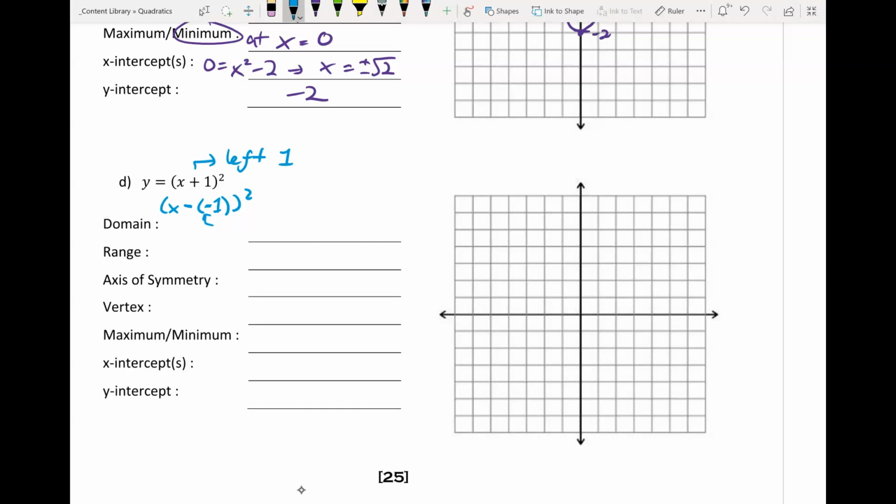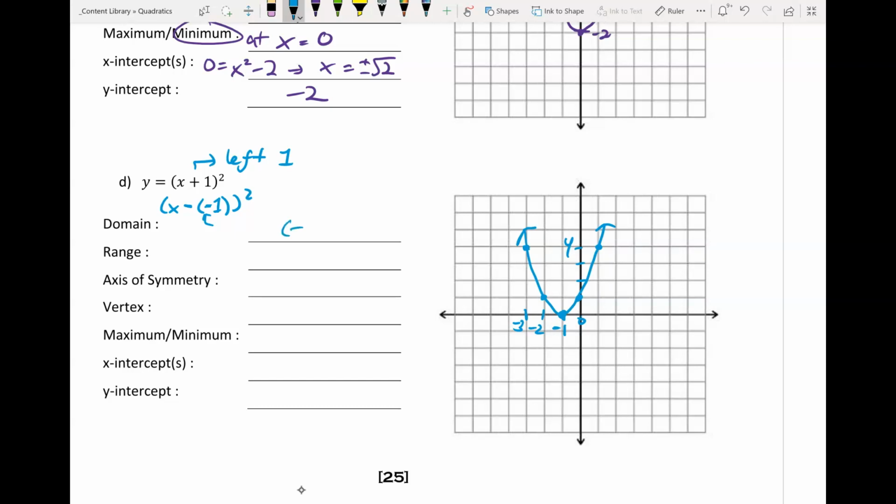So from our parent function, we used to have a vertex of 0, 0. Just going to move it 1 over to the left. Now it's at -1, 0. Then I'm going to move all the other points from our parent function over to the left by 1. We used to have a point at 2, 4. Now it's going to be at 1, 4. And it's symmetrical, so we have to make sure on the other side of that, at x equals -3, we have that as well, at 4. And that would be your graph.